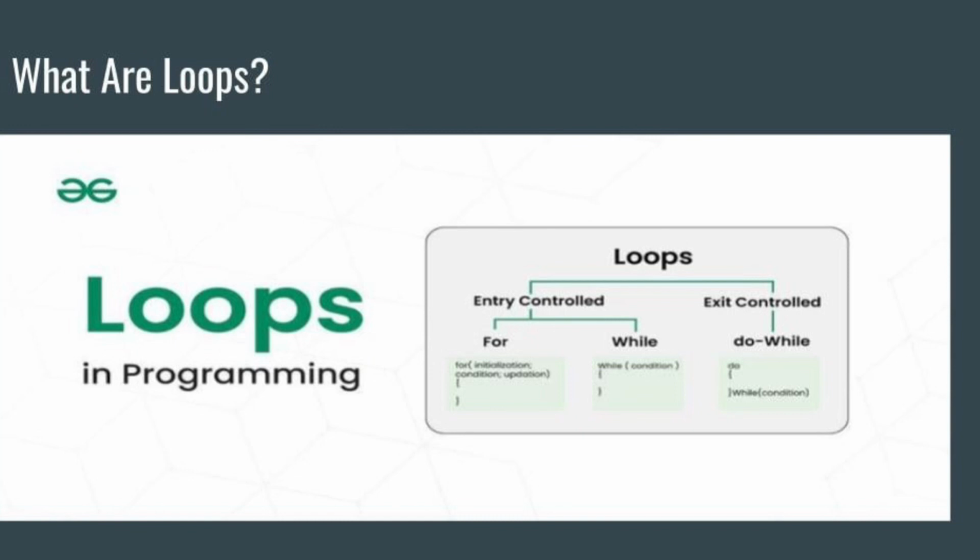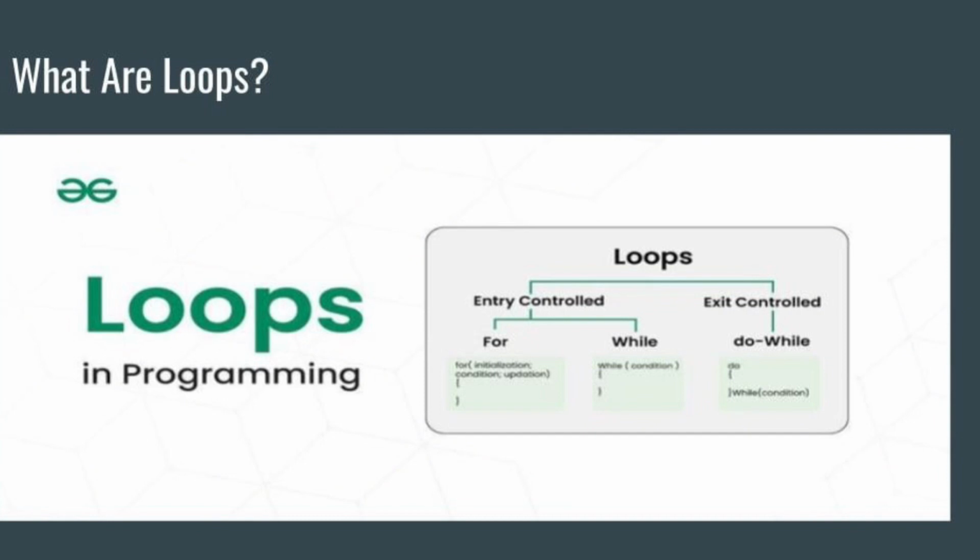Here are some types of loops: entry controlled loops and exit controlled loops. In the entry controlled loops, there are two types: for and while loops. A for loop is used when you know beforehand how many times you want to repeat something. A while loop is used when you don't know how many times the loop should run.